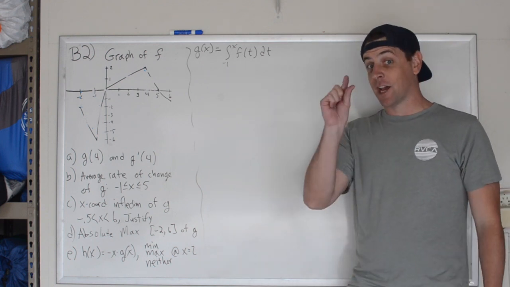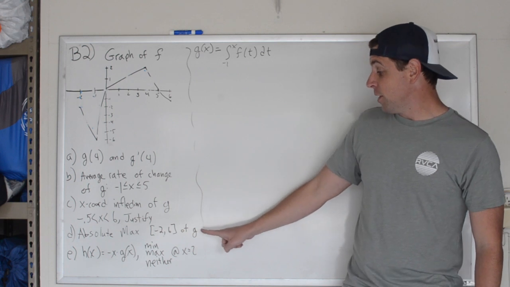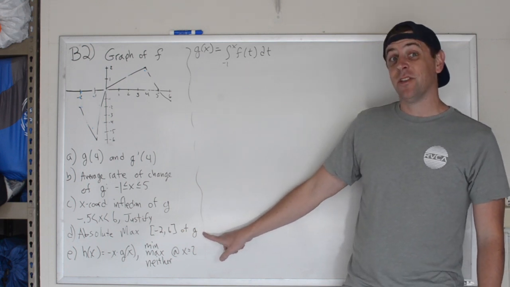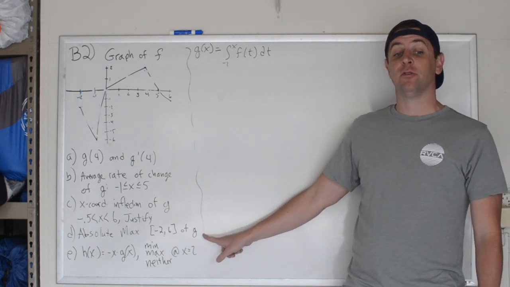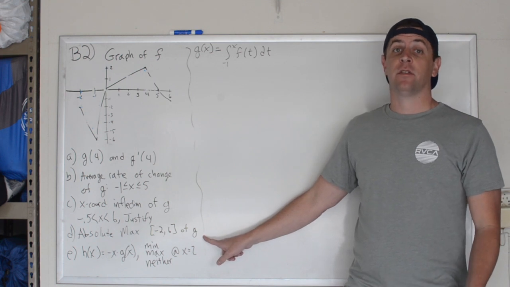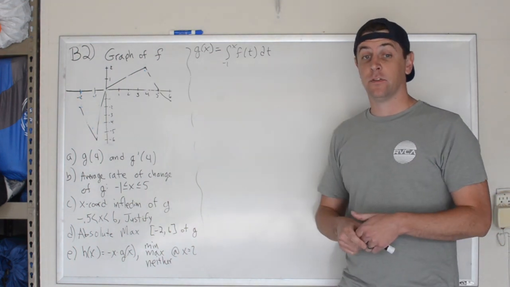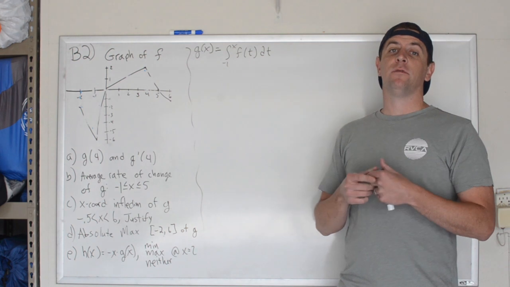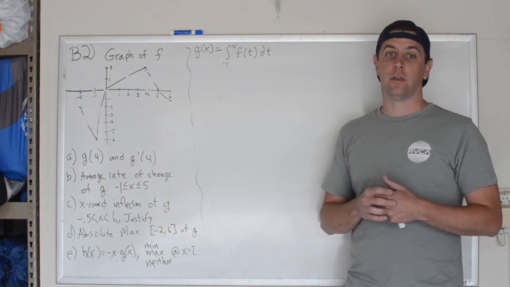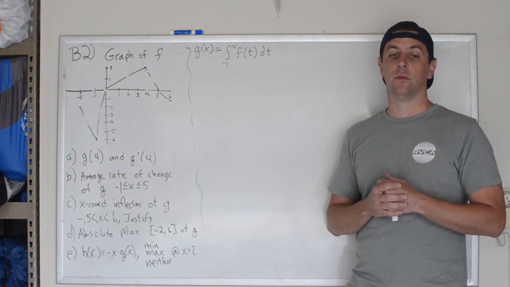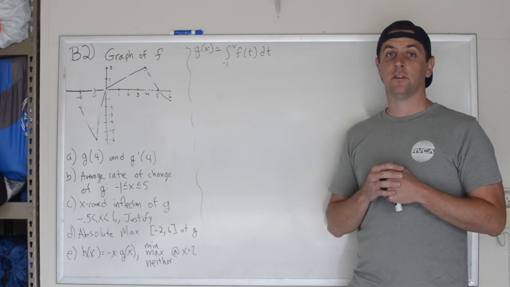Before we do that, I got a couple quick announcements. My first one, on D here, they asked for what was the absolute maximum value. So I said it occurs at x equals negative 2, which is true, but the absolute value is 4. That was what we found as the area. So make sure you put 4 as the answer there.